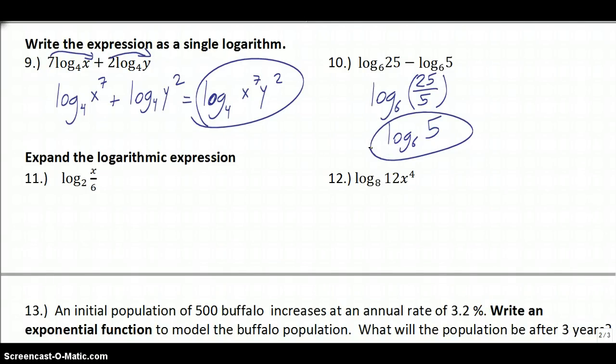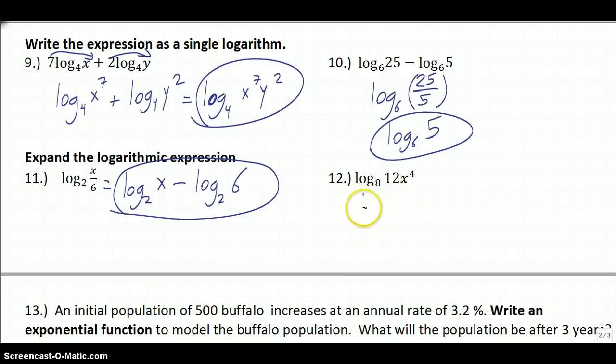Number 11 wants us to go the other way. Now we're going to break up that married couple. Okay? So we're intentionally forcing a divorce. Log base 2 of x, since it's division, that becomes minus log base 2 of 6. Okay? And no powers to deal with, so we're good.